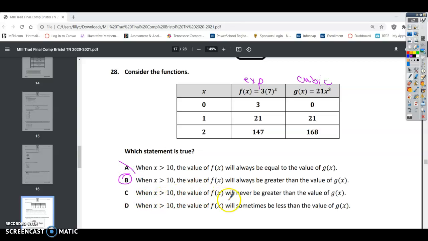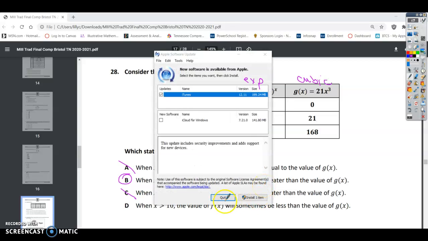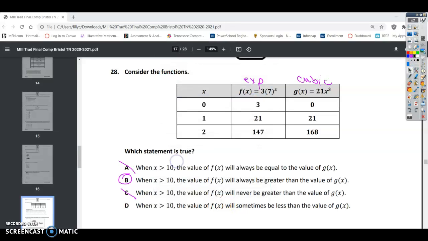When x is greater than 10, y will never be greater than g of x. Well, we know that's not true because exponential is going to grow. All right, so it will never be greater than g of x. That's not true because just by definition of exponential, we know this is going to grow very quickly.